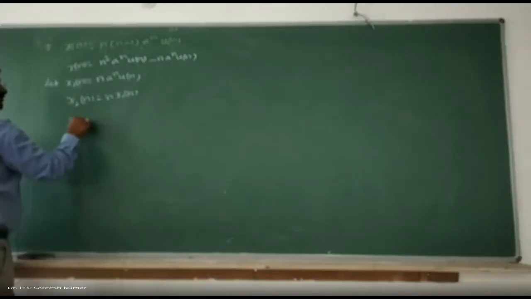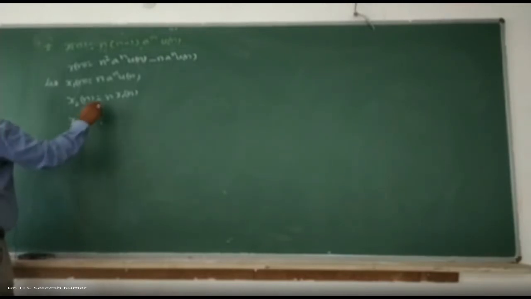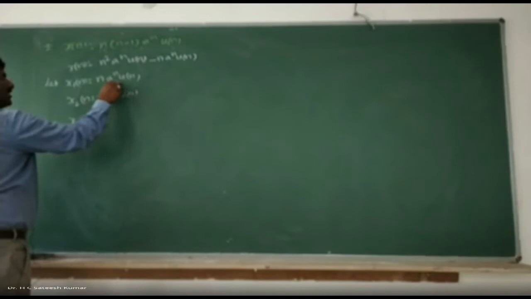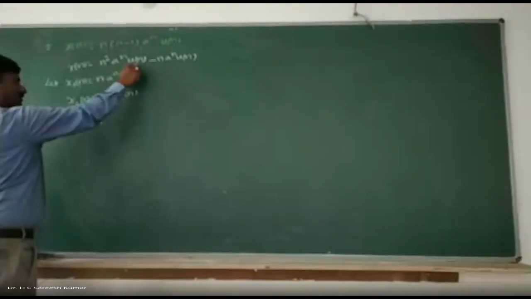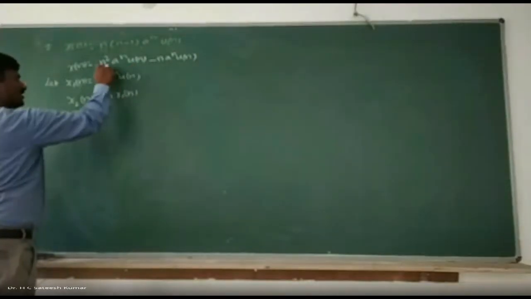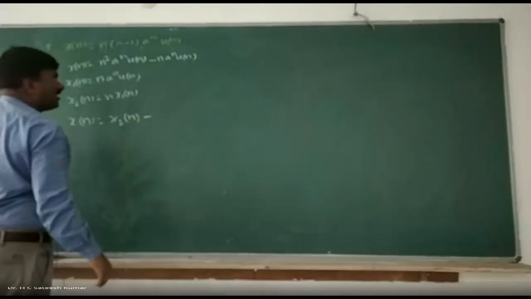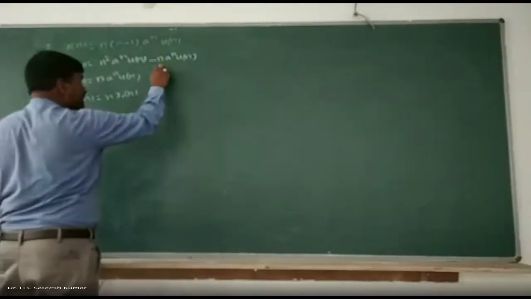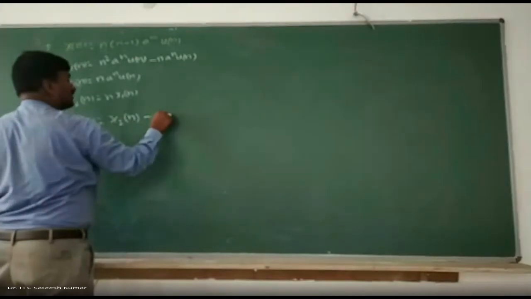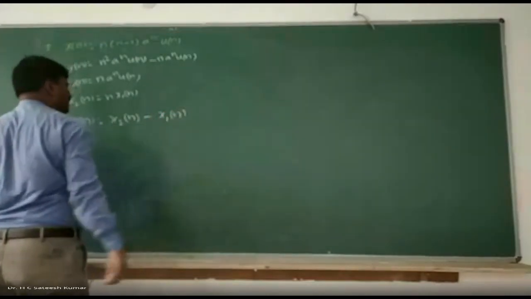And x of n is equal to what are we going to get? n into x1 of n is n square into a power n into u of n. So this will become x2 of n minus x1 of n. This is the substitution you should do, carefully.